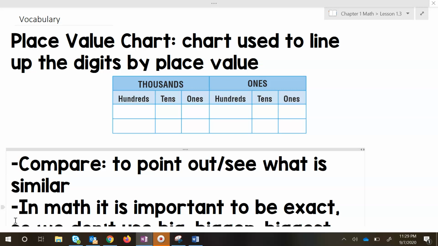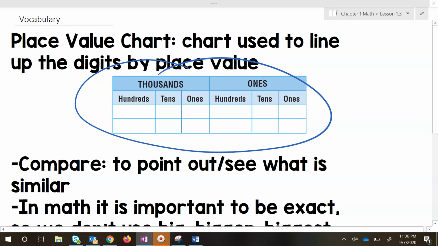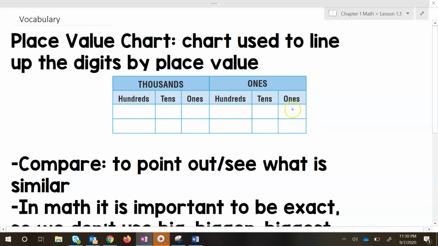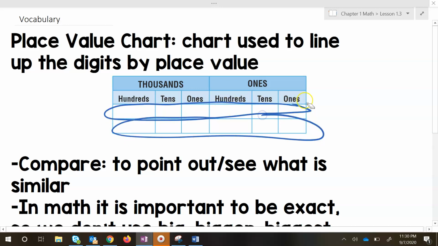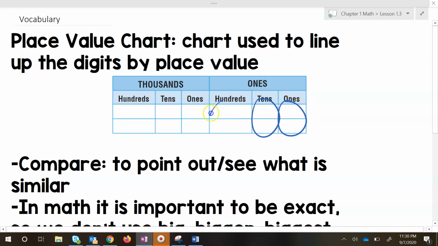Now you'll see a place value chart that looks exactly like this, and the chart is used so that you can place the digits, like one number here and one number here, so that you can compare the place values of the numbers that are given to you.